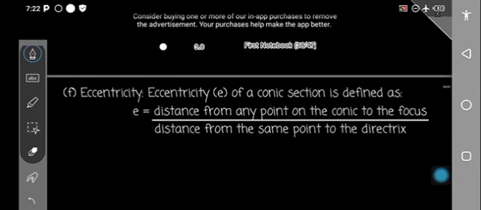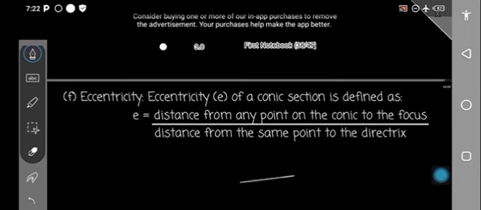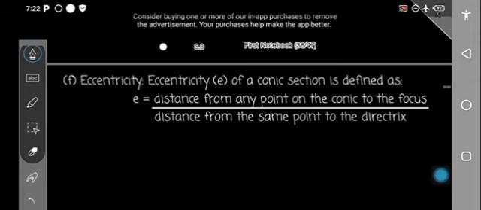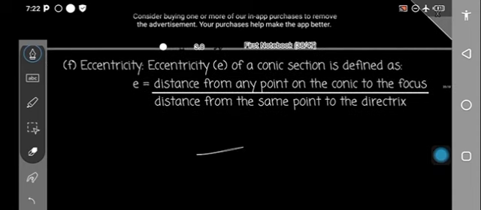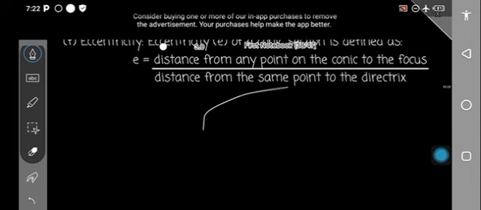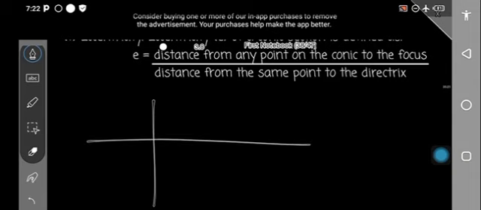So let's look at the next thing we want to talk about, which is the eccentricity, E. It is defined as the distance from any point on the conic section to the focus over the distance from the same point to the directrix. So we recall, let's take a look at this. From our diagram, we have something like this.